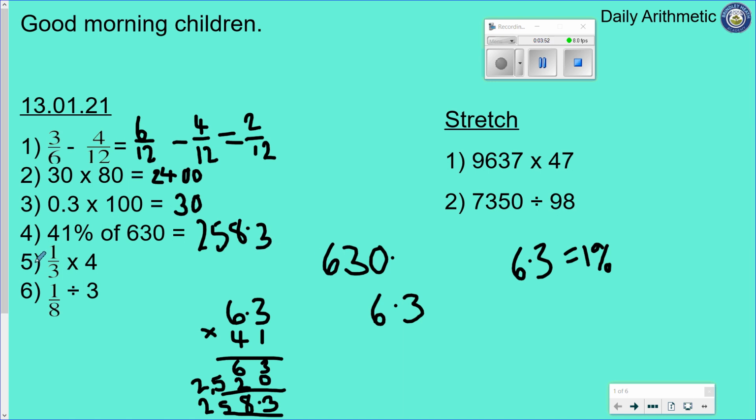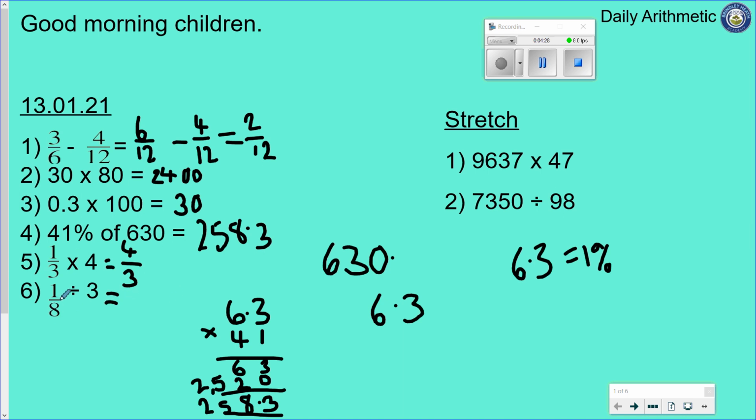Okay, my next question, I've got 1/3 times by 4. When I'm timesing a fraction by a whole number, T for times, T for top number, so my numerator will change, my denominator won't. So I'll put my denominator in exactly as it is at the moment, and I've just got to times my numerator by my whole number. So 1 times 4 gives me 4/3. You'd get the mark for that in a test, or you might spot that that is also 1 and 1/3. Either one is fine.